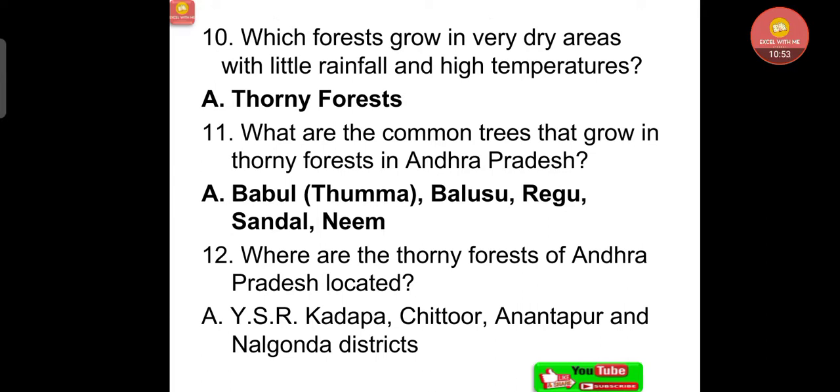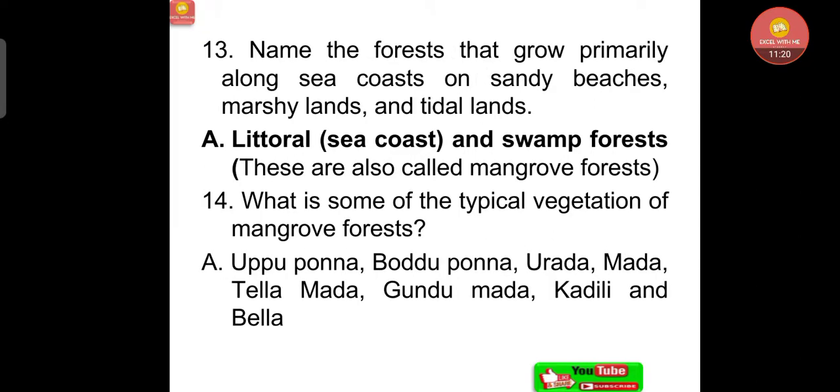Which forests grow in very dry areas with little rainfall and high temperatures? Thorny forests. What are the common trees that grow in thorny forests in Andhra Pradesh? That is Babul, Tumma, Balusu, Regu, Sandal, Neem. Where are the thorny forests of Andhra Pradesh located? YSR Kadapa, Chittoor, Anantapur and Nalgonda districts.